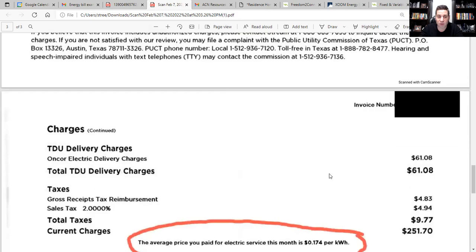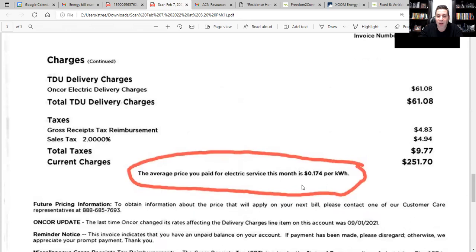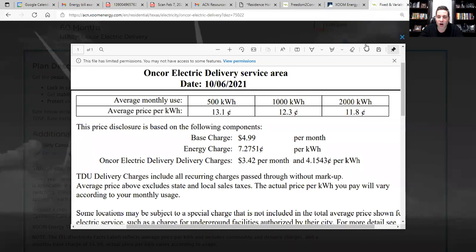So if you scroll down the bill, you'll see the delivery charge right here. And if you look down at the bottom, you'll see circled in red, the average price you paid for electric service this month is 0.174 dollars per kilowatt, or 17.4 cents a kilowatt. So that's the price that we're actually going to compare. And again, that was on 1,388 kilowatts used. So let's look back to our facts label here. You'll see they would have been in that 1,000 to 2,000 range.